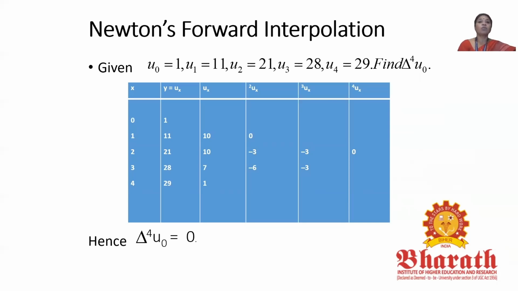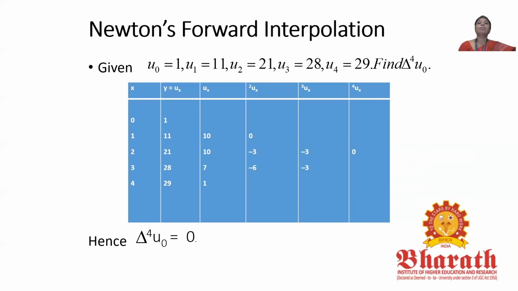So 11 minus 1 will give you 10, 21 minus 11 will give you 10, 28 minus 21 will give you 7, and 29 minus 28 will give you 1. Now, in the next column, 10 minus 10 will give you 0. 7 minus 10 will give you minus 3. 1 minus 7 will give you minus 6. So that column will be 0, minus 3, minus 6.